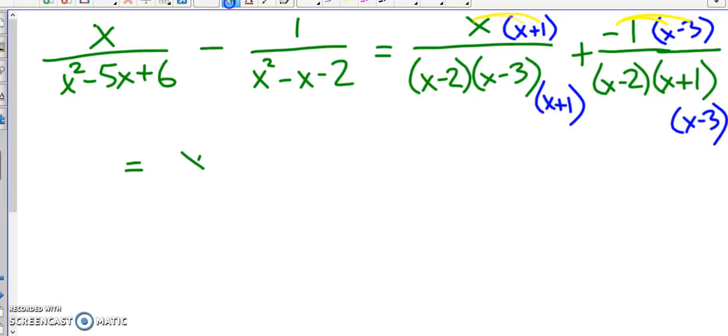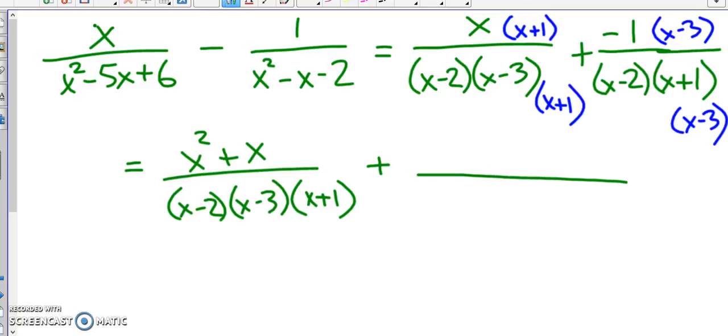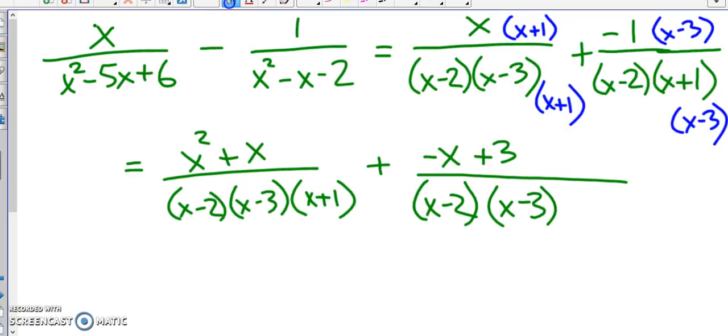So let's see, I'll have x times x is x squared plus x over x minus 2, x minus 3, and x plus 1, plus, when I distribute the negative 1 up there, that'll be negative x plus 3 over x minus 2, x minus 3, and x plus 1. Notice that I just made the order match. The order when you multiply those doesn't really matter, but to indicate that those are the exact same denominator, I changed the order a little bit to make sure that they match.